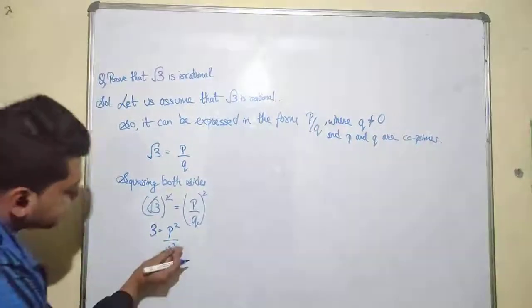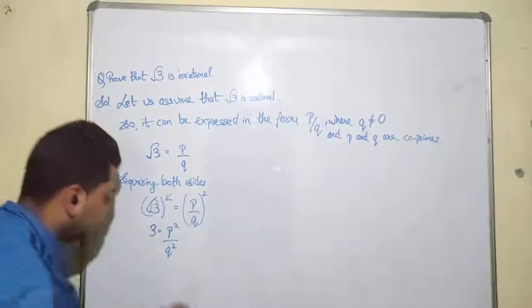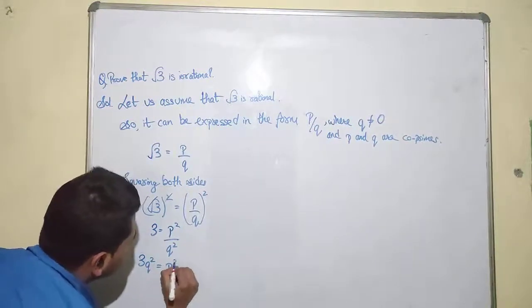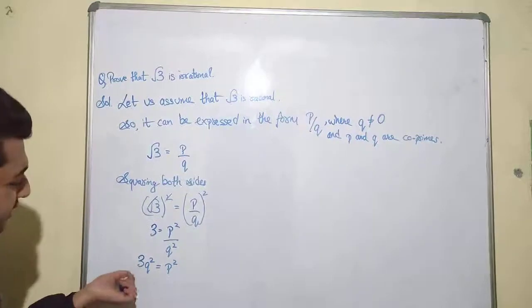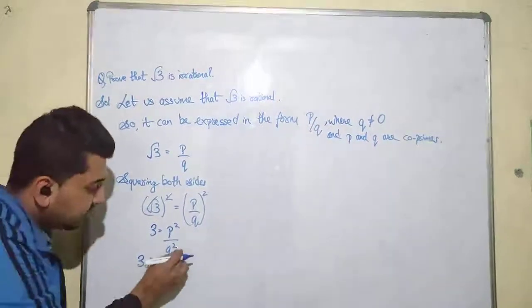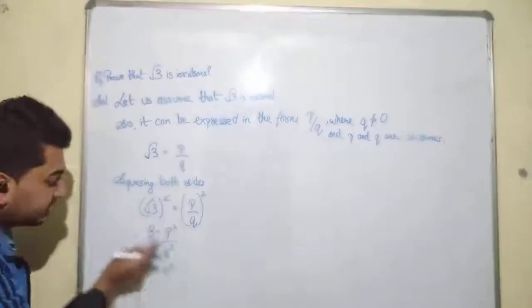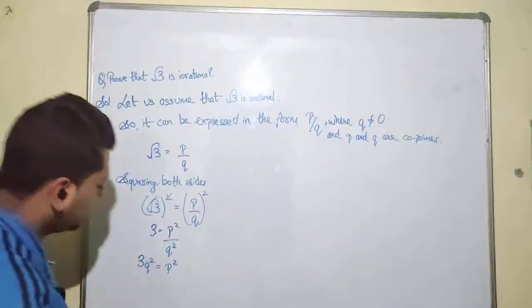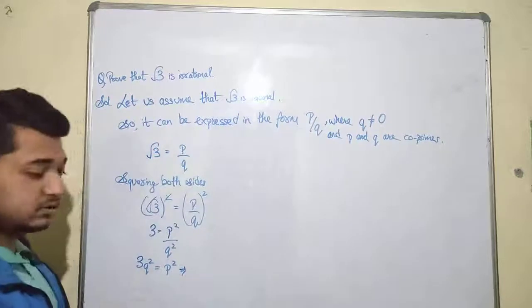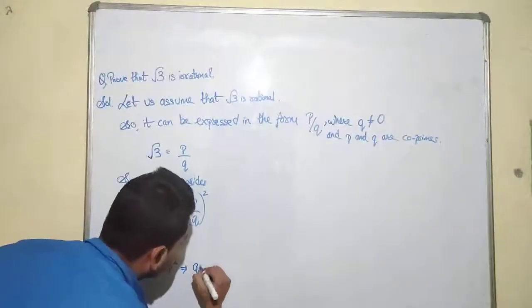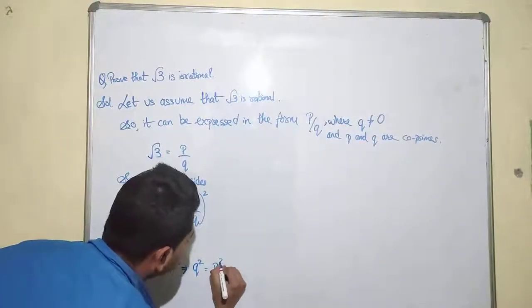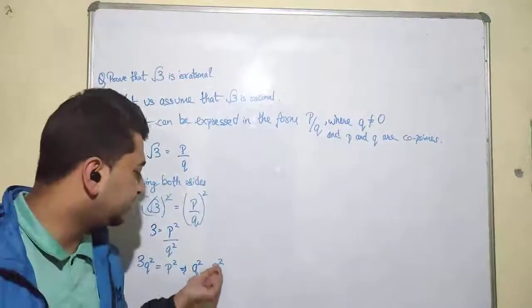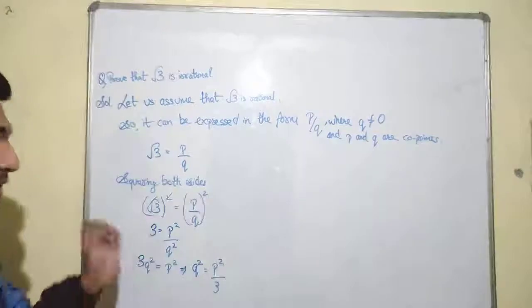Now we'll take this q squared to the other side. 3 q squared is equal to p squared. We have sent this q squared to the place of 3. It can also be written as q squared is equal to p squared by 3. It can be written like this also.